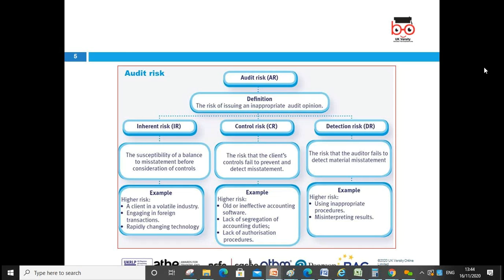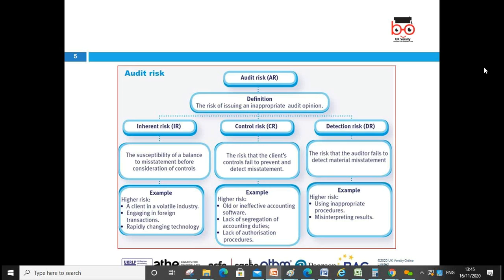High risk: old, ineffective accounting software. Anybody can enter the data and anybody can amend it. Say I am sitting on the system today and someone else can use the same system, because we have not allocated passwords. There is no segregation of duties. That is a big risk, and a poor control. Another is lack of authorization: if anyone can sanction a loan in a bank, that is more risk. So there should be authorization procedures involved.